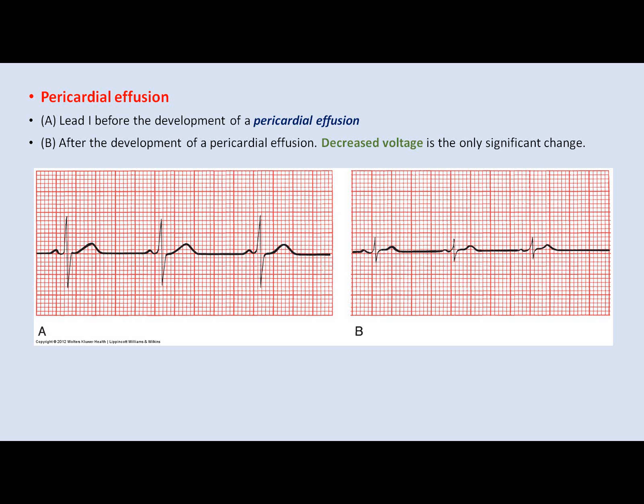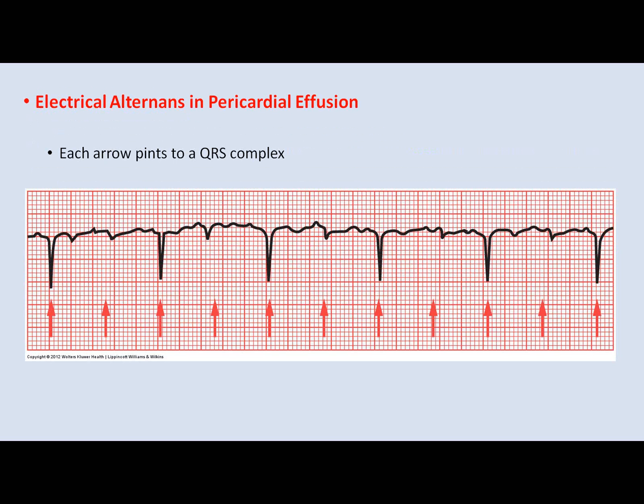Why is that? Because now there's fluid around the heart. Electrical forces get kind of muffled, meaning some of the electrical forces disappear. So the EKG becomes narrow. Another thing which happens is this. You see, what do you see in this one? What do you see here?